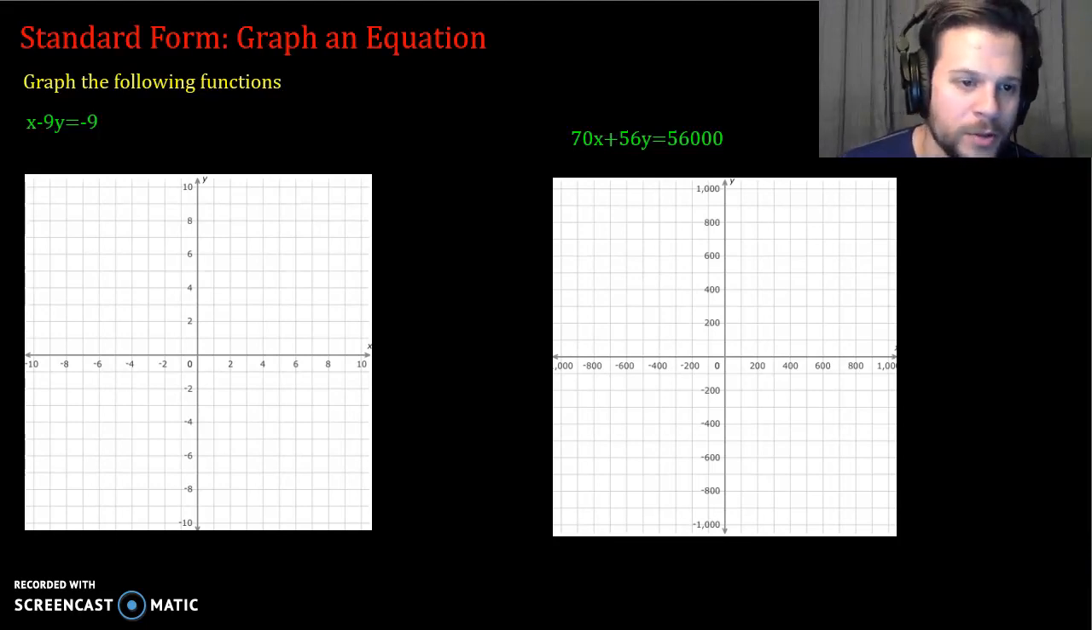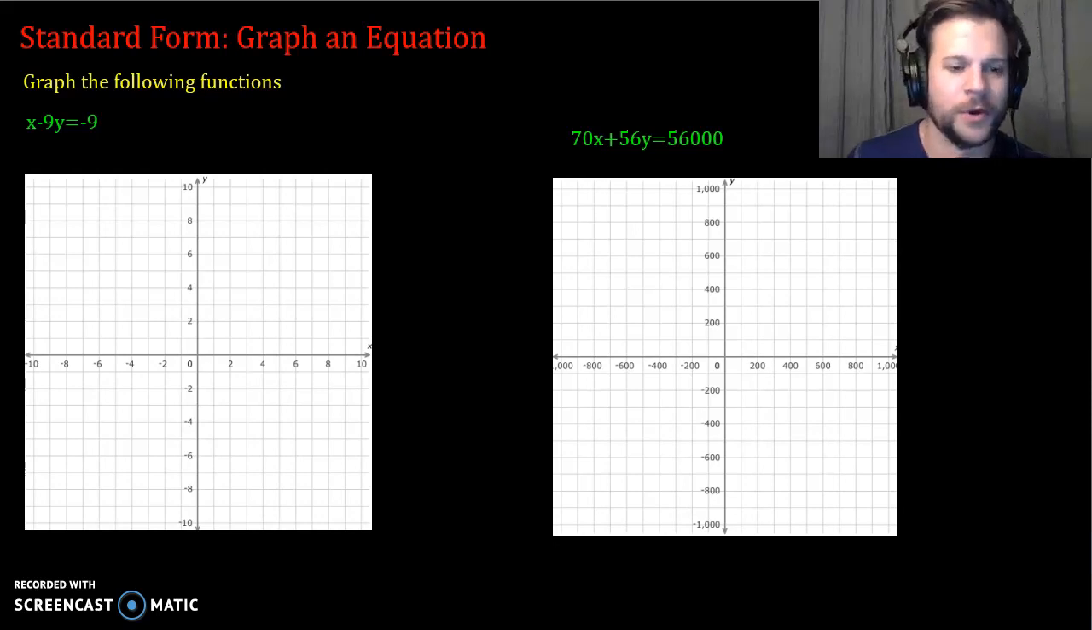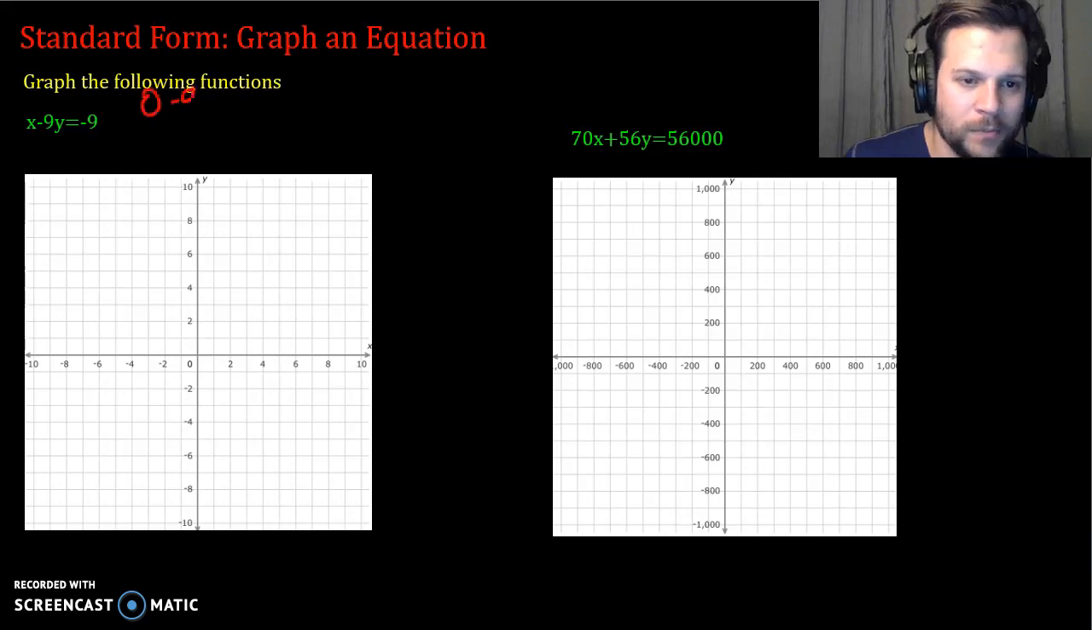You could do the algebra to move your x over and then divide by that number, but things can get a little bit messy, especially when you look at the second equation that we have ready for you. It's much easier, in my opinion, to solve for your intercepts first and then connect those 2 points together. So when you solve for your intercept, let's plug 0 in for x.